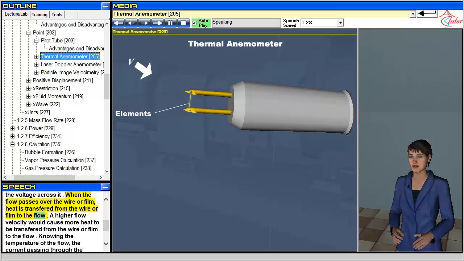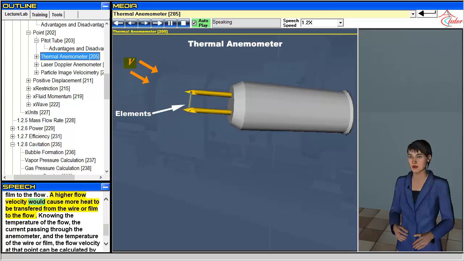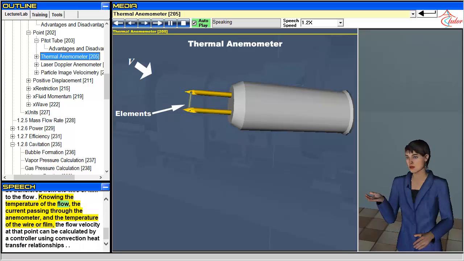film to the flow. A higher flow velocity would cause more heat to be transferred from the wire or film to the flow. Knowing the temperature of the flow, the current passing through the anemometer, and the temperature of the wire or film, the flow velocity at that point can be calculated by a controller using convection heat transfer relationships.